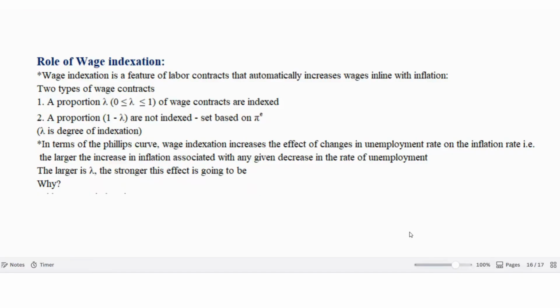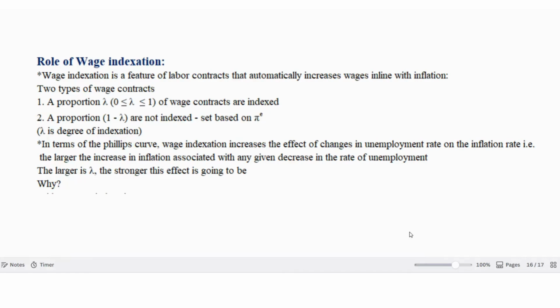One will be a proportion lambda of wage contracts that are indexed to the inflation rate, and a proportion 1 minus lambda that are not indexed, that are set based on expected inflation. So the proportion lambda that are indexed will be set based on inflation, and the proportion 1 minus lambda that are not indexed will be set based on expected inflation. So here lambda represents the degree of indexation.